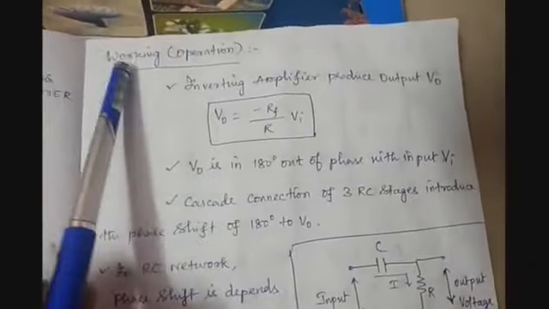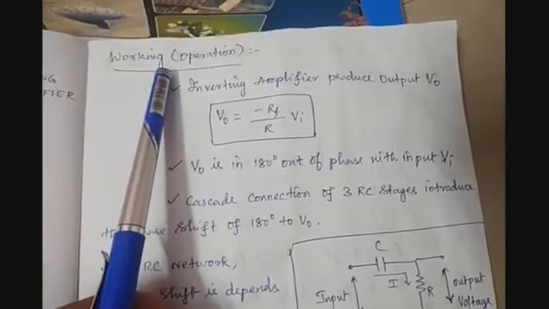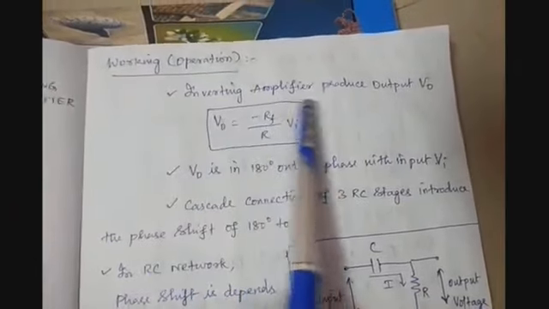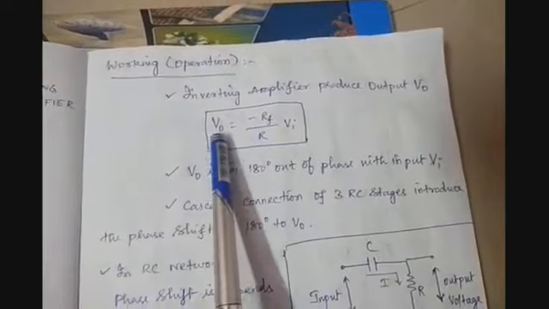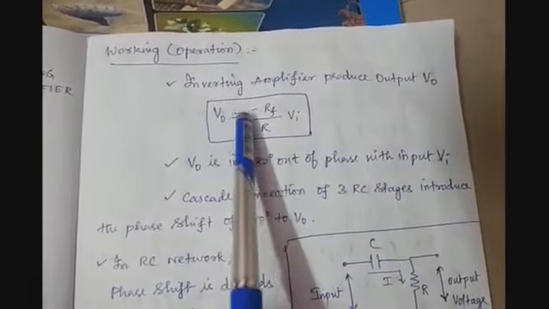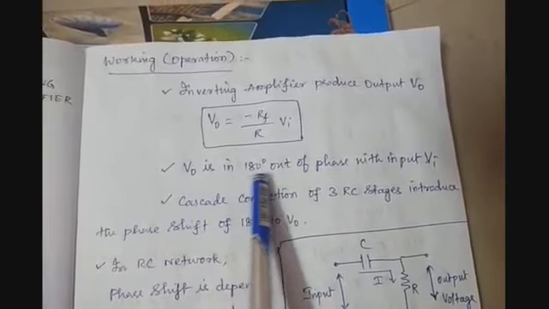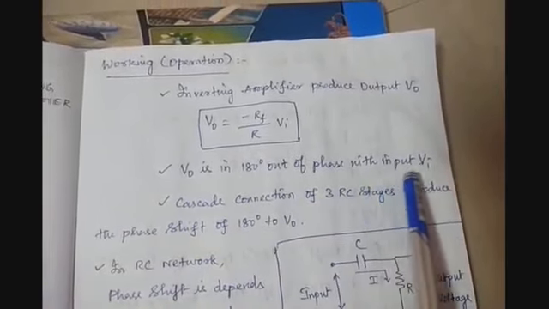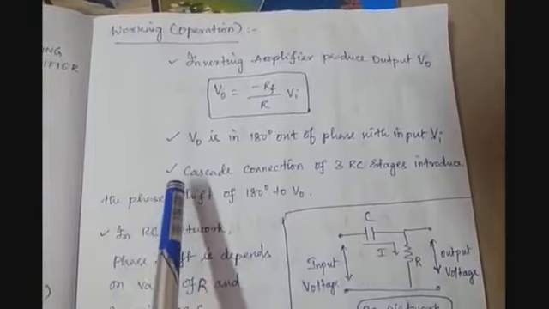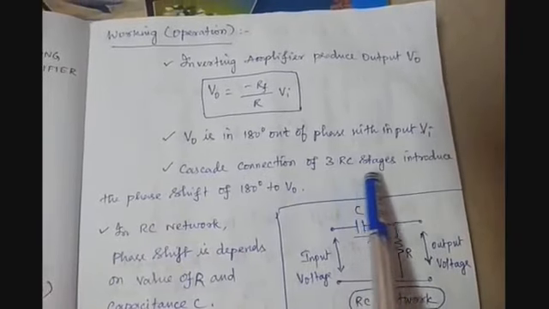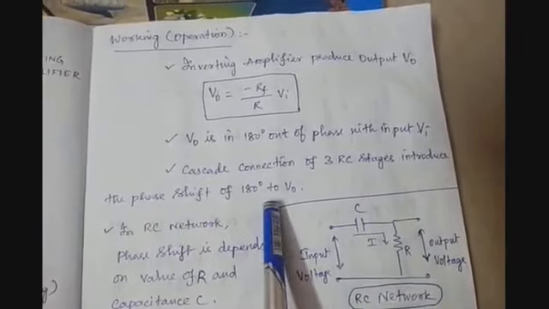Now we'll see the working of this RC phase shift oscillator. The inverting amplifier produces an output, which we know already: V out equals minus RF by R times V in. V out is 180 degrees out of phase with the input V in. Now the cascade connection of three RC stages introduces a phase shift of 180 degrees to V out.